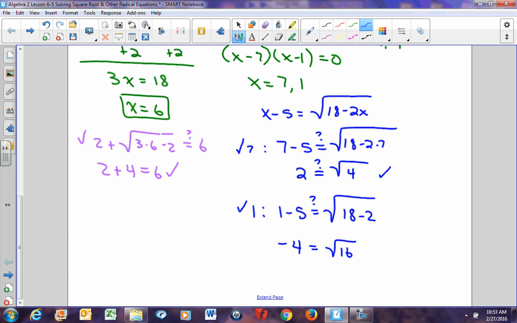we're only looking for principal square roots here. So this does not equal that. So 1 is not a solution in this particular case. So our only solution here is 7.